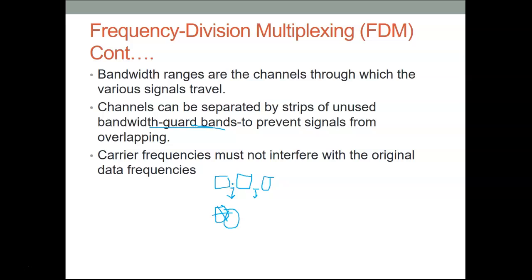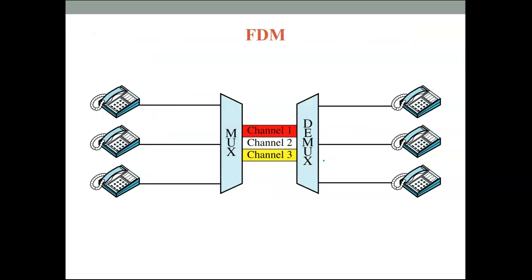Carrier frequency must not interfere with the original data frequency. So each carrier or each link has its own frequency, and this frequency should not interfere with the original data that's sent. So let's see here. I have three senders. Each of them is given a channel. So channel 1, channel 2 and channel 3. يعني عندي 3 قنوات مختلفة بس it's the same link at the end.